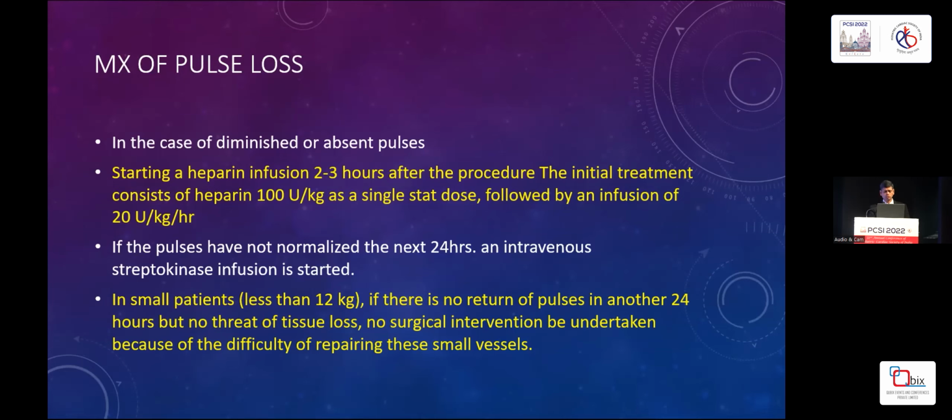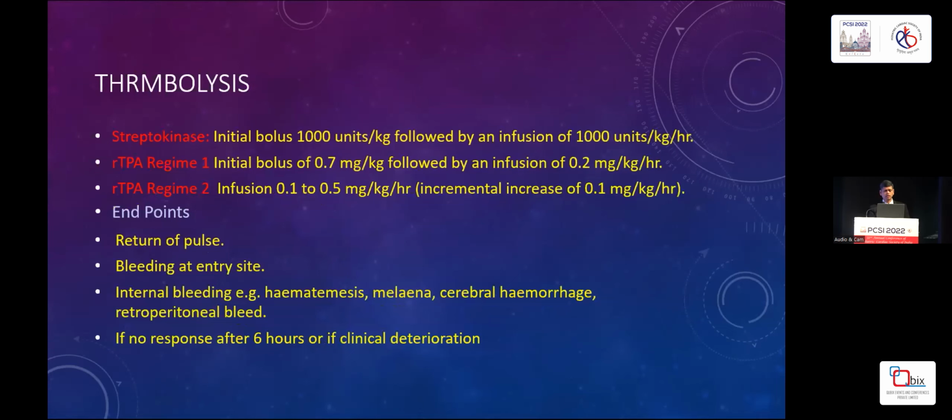If there is no return of pulse, then we can thrombolize. So streptokinase, I have used in one of my cases. There was femoral vein thrombosis after PDA device closure. Then I got an excellent result in that. Alteplase, we can use 0.7 mg per kg loading, and then followed by the infusion 0.2 mg per kg per hour.